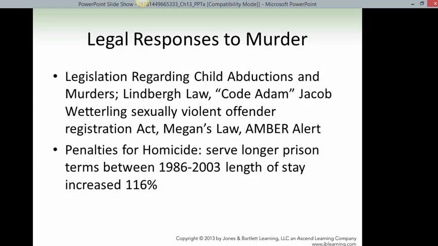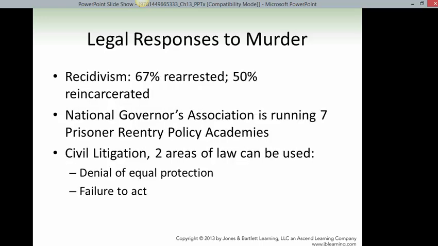Legal responses to murder. Legislation regarding child abduction and murders: Lindbergh Law, Code Adam, Jacob Wetterling Sexually Violent Offender Registration Act, Megan's Law, and the Amber Alert. Penalties for homicide. Serve longer prison terms between 1986 and 2003. Length of stay increased 116%. Recidivism, 67% are rearrested, 50% reincarcerated. National Governors Association is running 7 prison reentry policy academies.